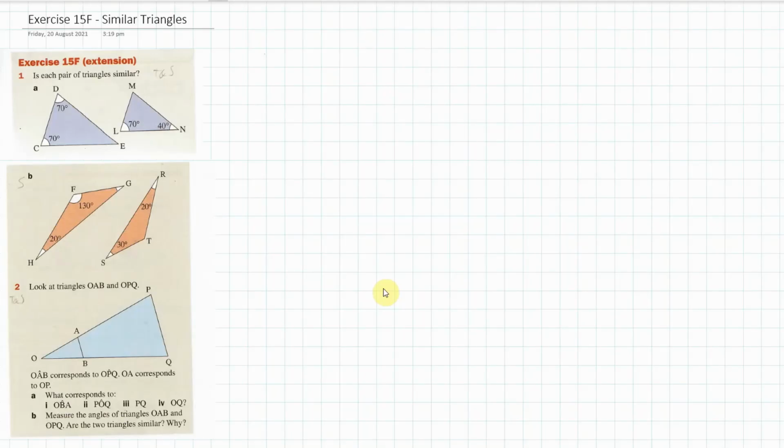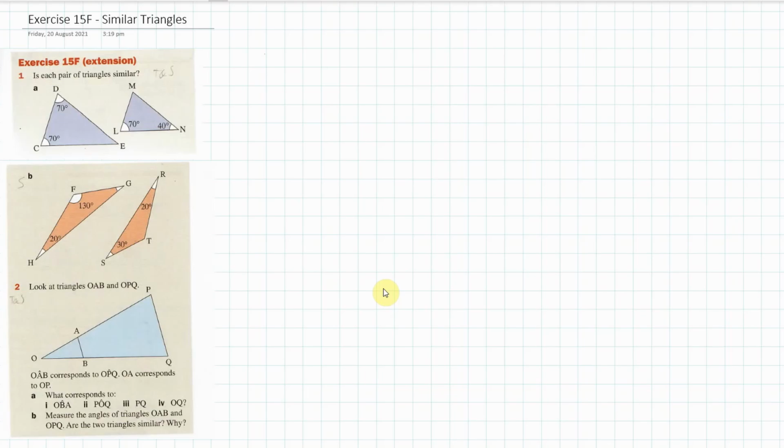Welcome Year 9 students. We're going to do a couple of exercises today based on similar shapes, similar triangles, and the key idea here is when you enlarge a shape, the angles will stay the same and the sides will just be some ratio of each other.